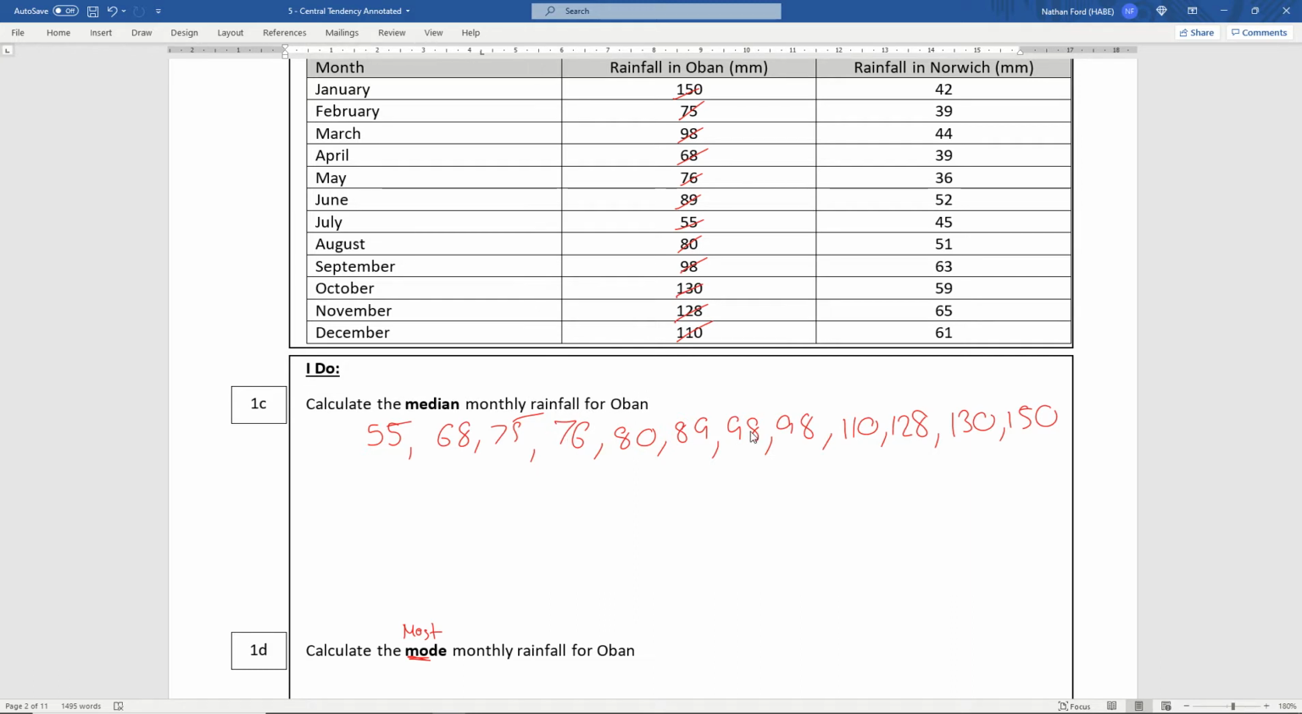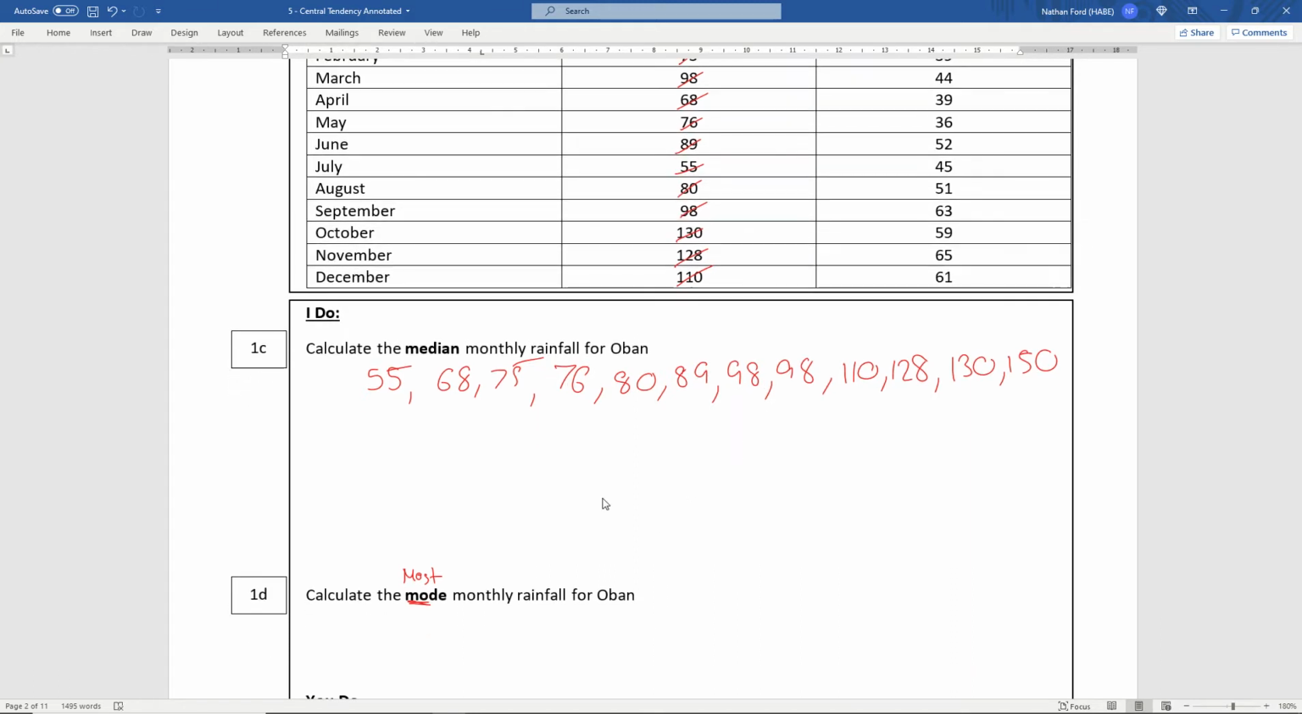So first off, the mode is really easy to do. If you've got it in order or in a table format, the mode is the one that has the most frequent. In this one, this has a frequency of 2, everything else is a frequency of 1. So the modal rainfall is 98 millimeters. If you remember, our mean was 96.4. So actually they're very similar. Not the same, but similar.